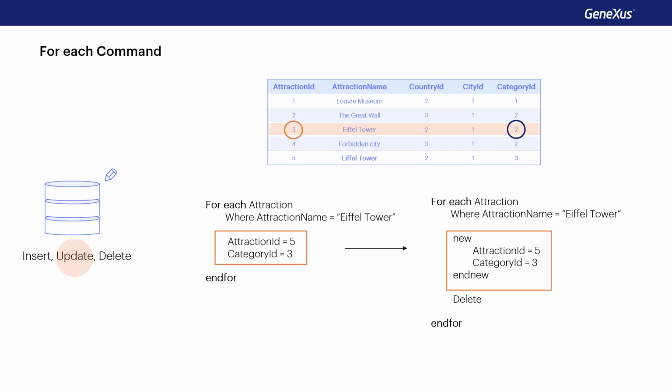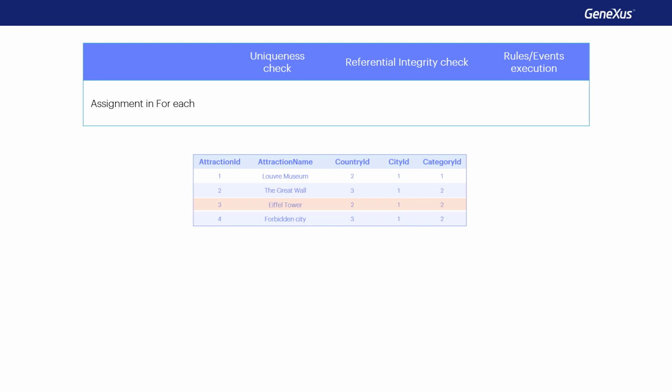Then what we'll do is execute the delete command, which deletes the record in which we're positioned in the for each. That is to say, in our case, the one with ID 3. As we saw in the case of the new command, the update through the for each will perform record uniqueness checks. In this case, it'll only apply when there are candidate keys, that is, when there's a unique index defined over some attribute.